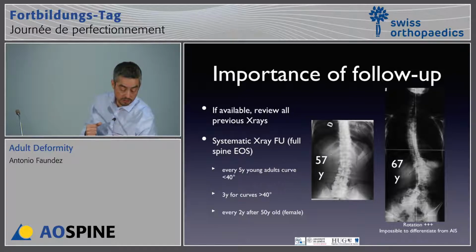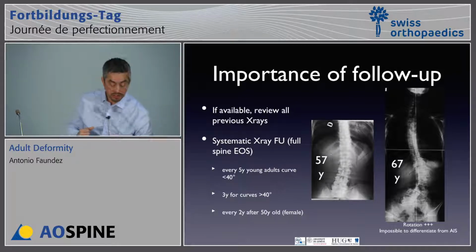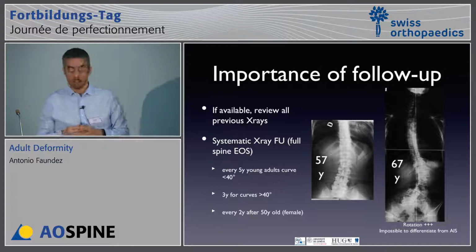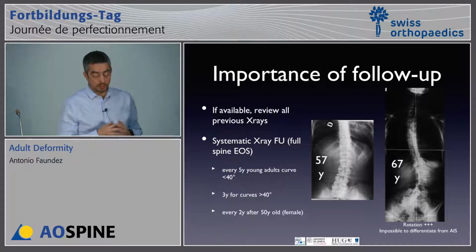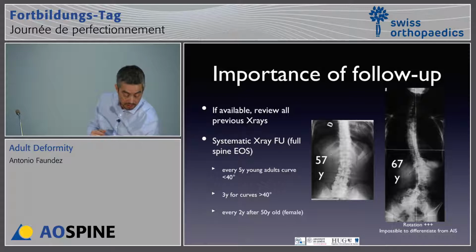Here you see a patient at 57 with degenerative scoliosis, and you can see the progression in 10 years, which is absolutely huge, and sometimes it's really difficult to differentiate from idiopathic scoliosis in the adolescent.